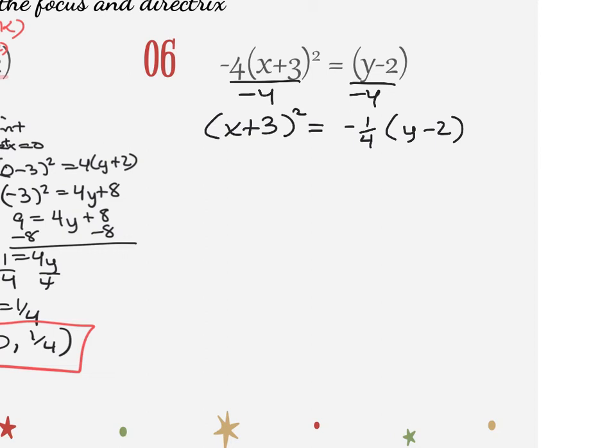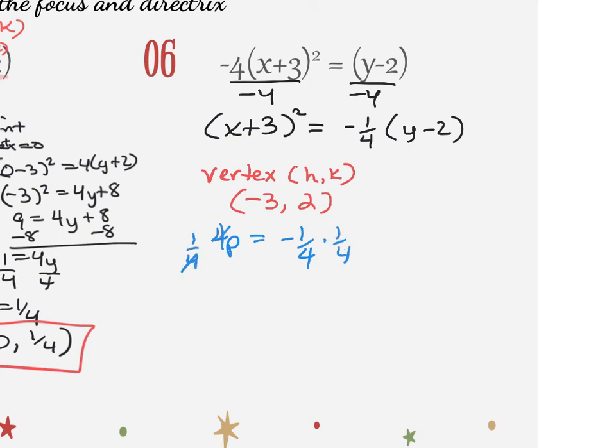Let me go ahead and pull out my vertex. So again, backwards of what you think. So I need to get the h and the k. So -3, 2. I need to find my p-value. So I'm setting 4p equal to -1/4. We're dividing by 4, which is the same as multiply by 1/4. And I get p equals -1/16.